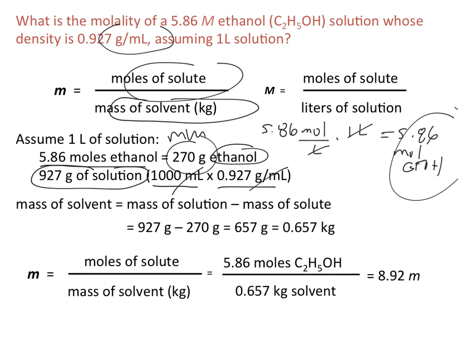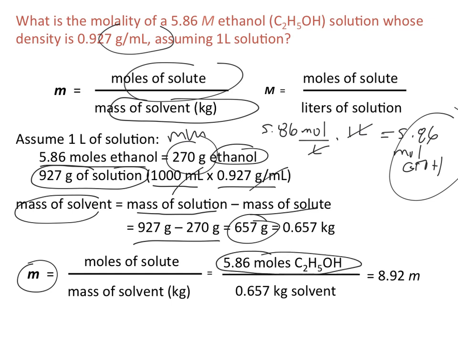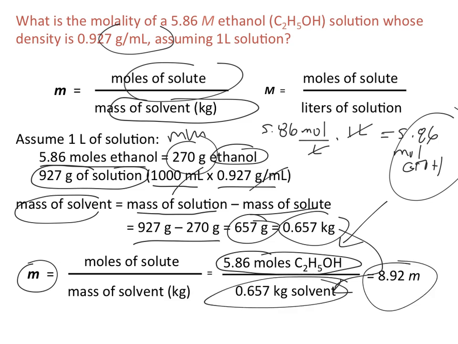Okay, so in order to figure out the mass of my solvent, I'm going to take the mass of my solution and subtract out the mass of the solute, which I've done here, which gives me 657 grams or 0.657 kilograms. I'm then going to calculate molality by plugging in the number of moles of ethanol, which is my solute, which I already calculated there, and then plugging in the mass of my solvent here. Divide these two numbers out and you get an 8.92 molal solution.